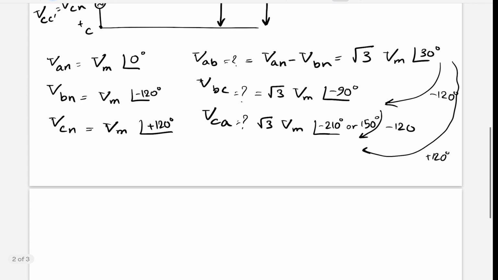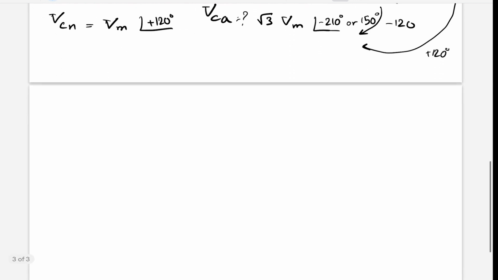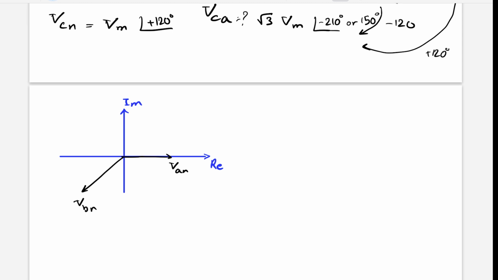So how did we find this? I said that if you go algebraically, you will get this one. But another way to get it, which is much simpler, is to go with the phasor diagram. So if this is our phasor diagram, this is real and this is imaginary. This is VAN. This will be VBN. And this will be VCN.